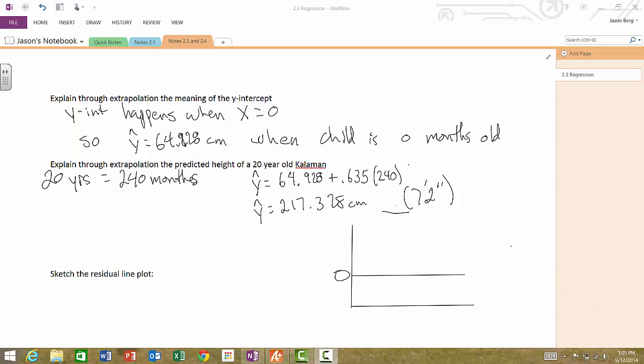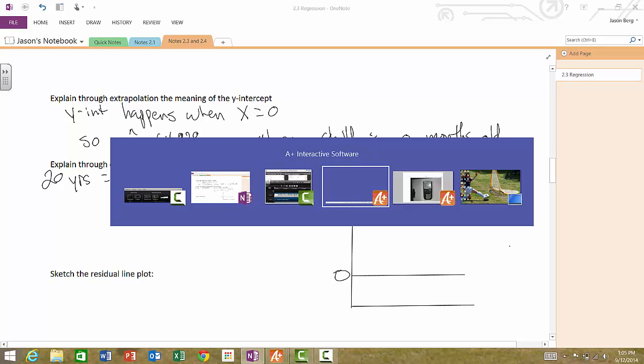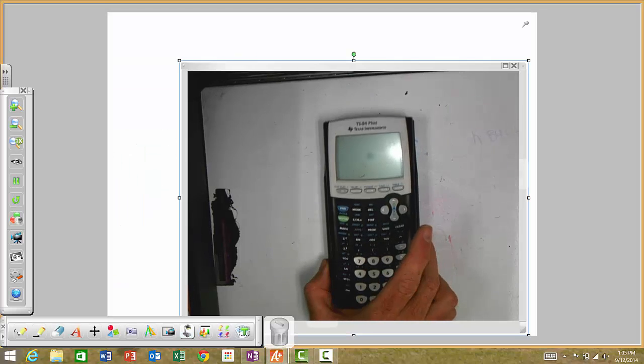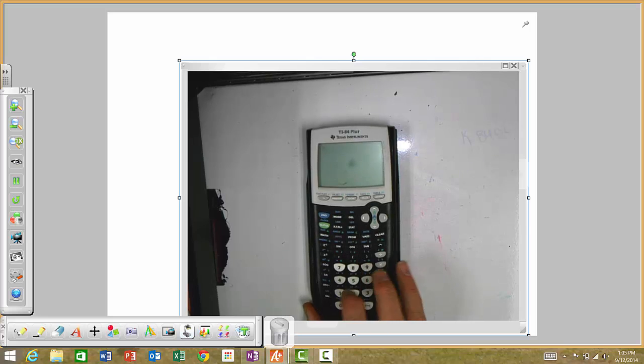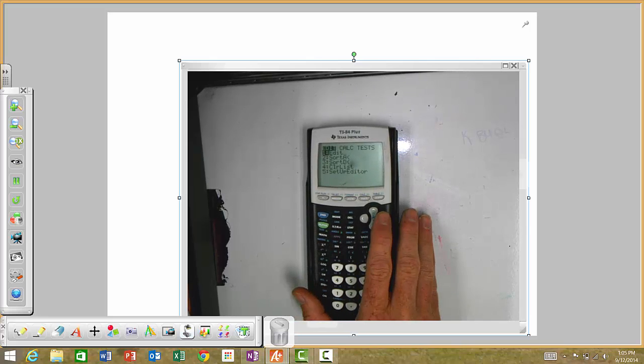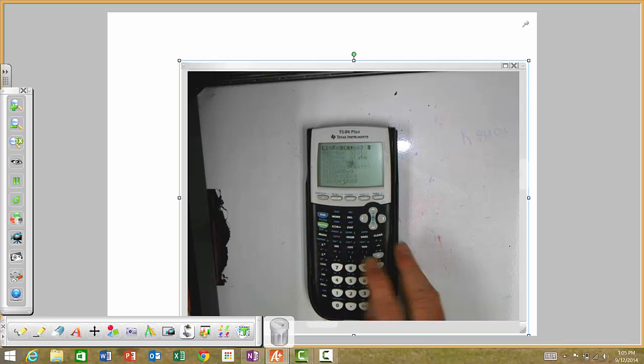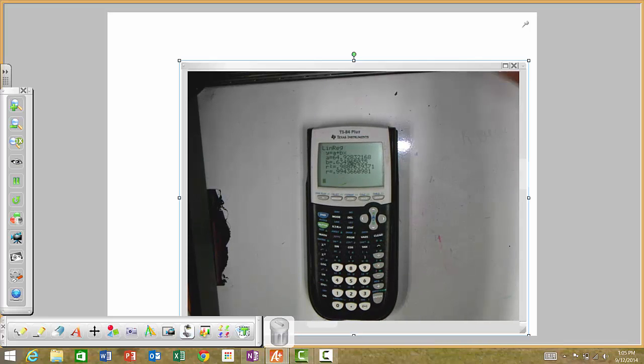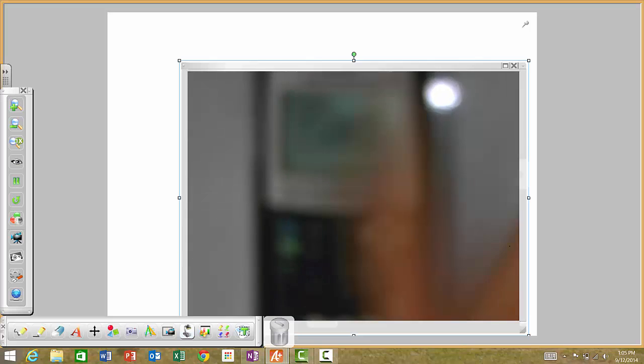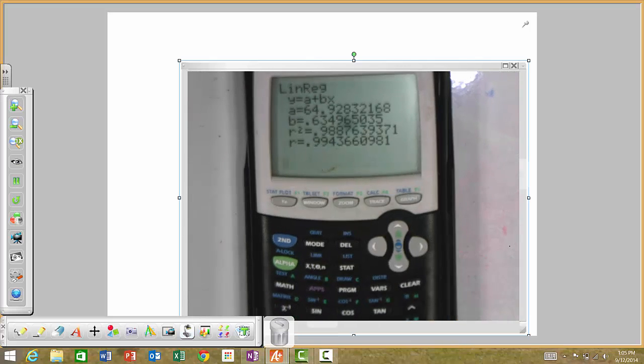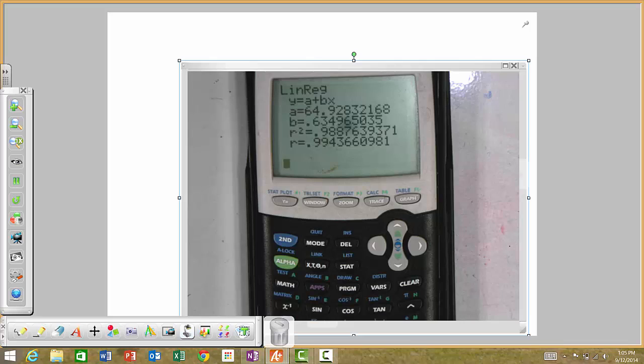Thanks. All right, so we talked about creating a residual plot. When we're doing a residual plot, the calculator actually will do the residuals for you. So when we did STAT CALC number 8, LinReg, let me zoom back in on the calculator. It displayed the a, which was the intercept, the b, which was the slope, r squared, which is the coefficient of determination, and the r, which is our correlation coefficient.